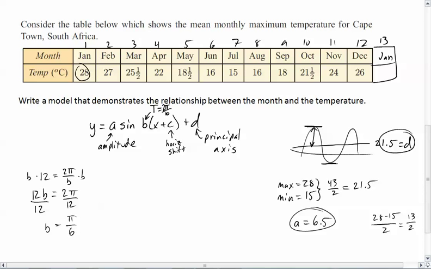And so therefore b needs to be pi over 6. Now at this point I've gotten almost everything that I need, because I can go y equals the amplitude, which was 6.5, sine of pi over 6 times x plus c, plus d, which was 21.5. Now, again, I mentioned this in my last video, the book may have a minus. It doesn't really matter. That's just the horizontal shift. You can deal with it however you want.